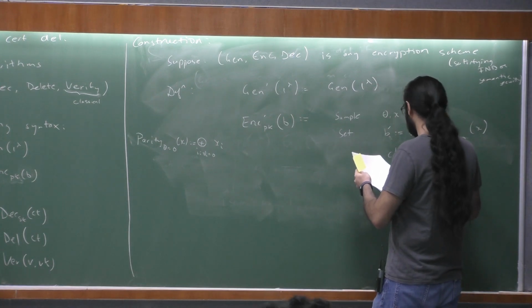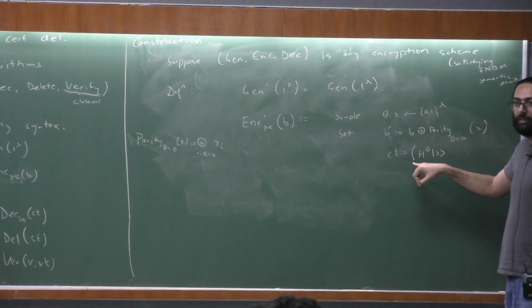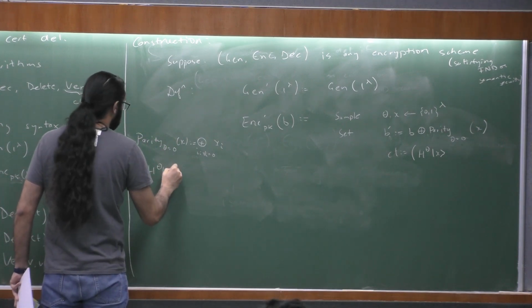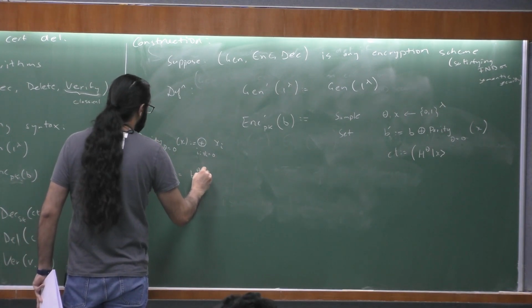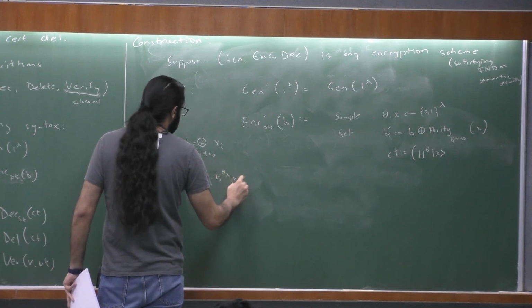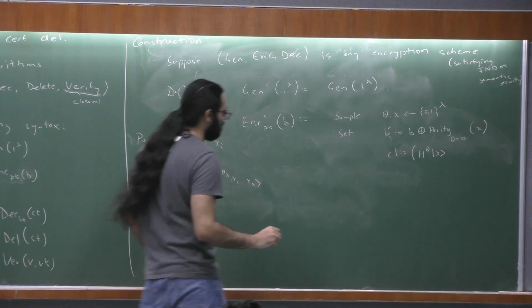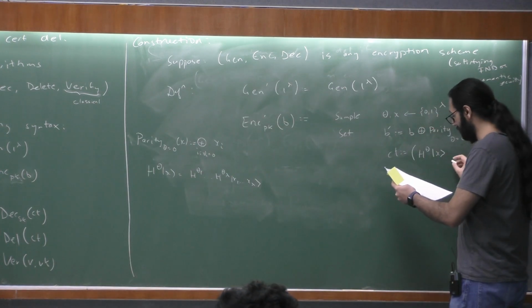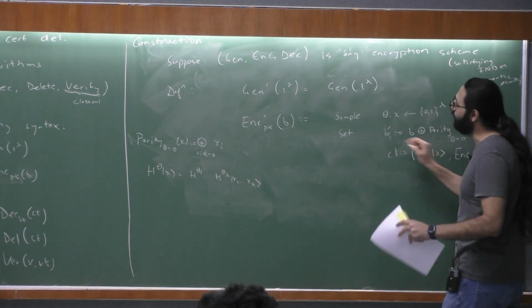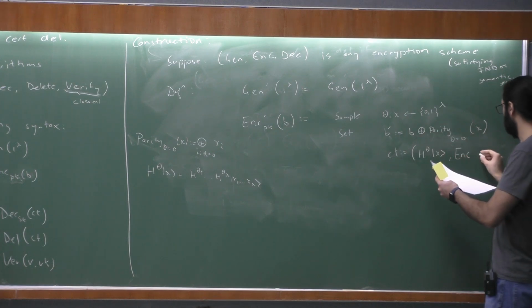So you'll have H to the theta acting on x. Remember, this was a sequence of Hadamards, a tensor product of Hadamards. So H to the theta x was H to the theta 1 through H to the theta lambda acting on x_1 to x_lambda. So that's H to the theta x. And now here's the new part. We're going to use the old encryption scheme here to encrypt this b prime.